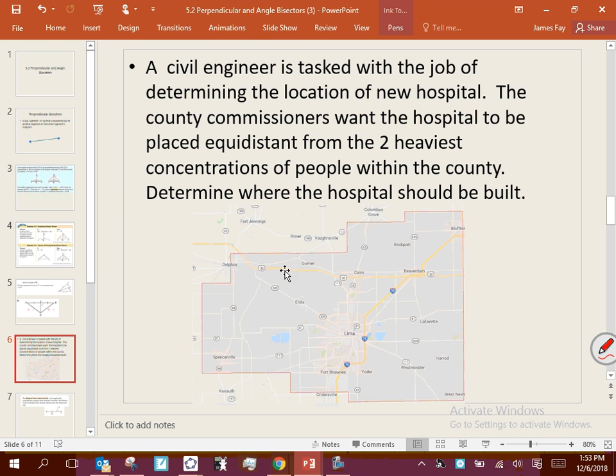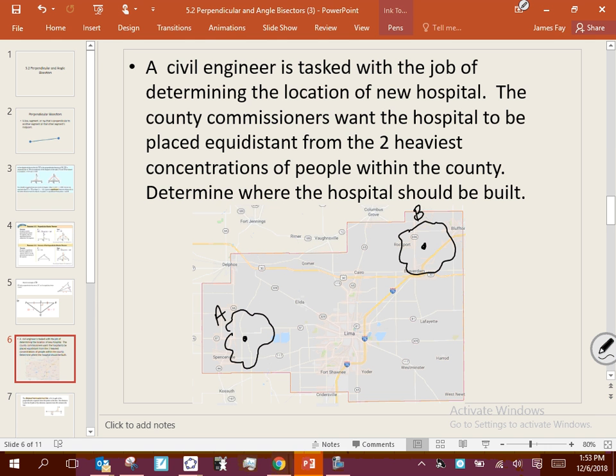When we talk about the civil engineer, his responsibility right now is to help determine a location for a hospital, okay? Let's say in this county we have two heavily concentrated, dense populations. One of those populations is down here at point A, and the other population is up here, and I'll call it point B, okay? I want to put a hospital so that it equally addresses the needs of those two populations. Where would be the best place, in regards to distance, to place my hospital?